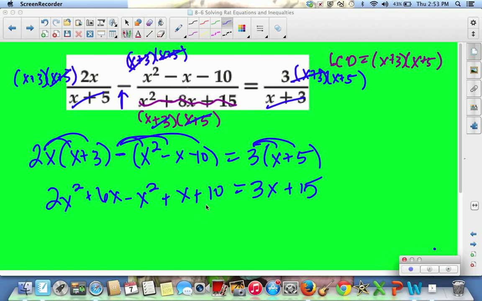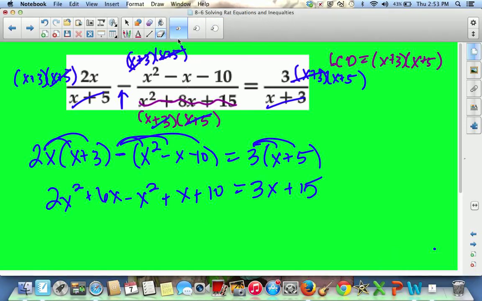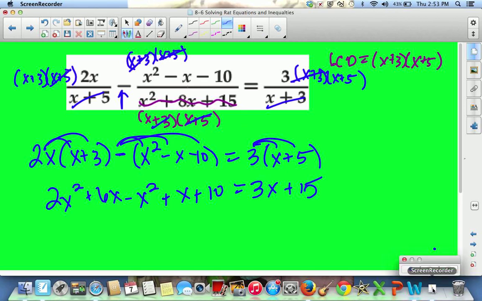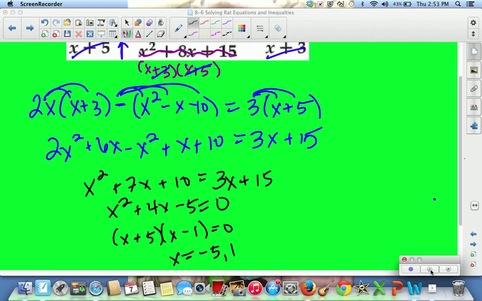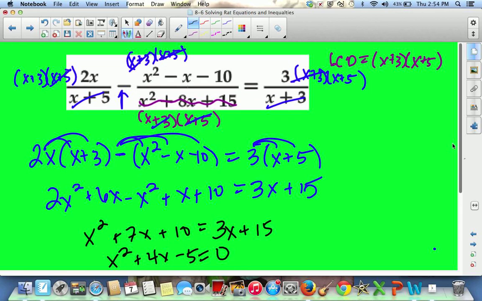Go ahead and pause the video and see if you can solve this. All right, so you should get x equals negative 5 and 1. You've got to set this equal to 0. Now the thing is we have to plug these back in to make sure we don't get any zeros in the denominator. So which one's going to work?